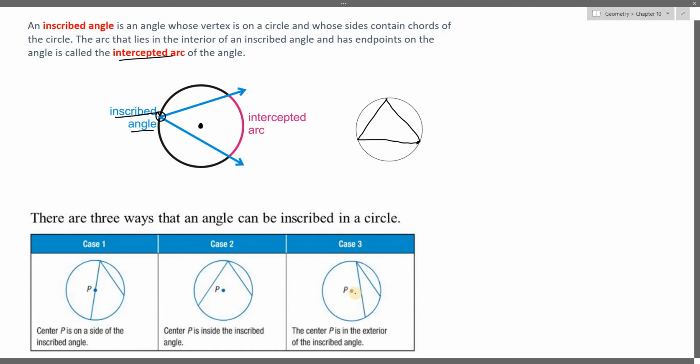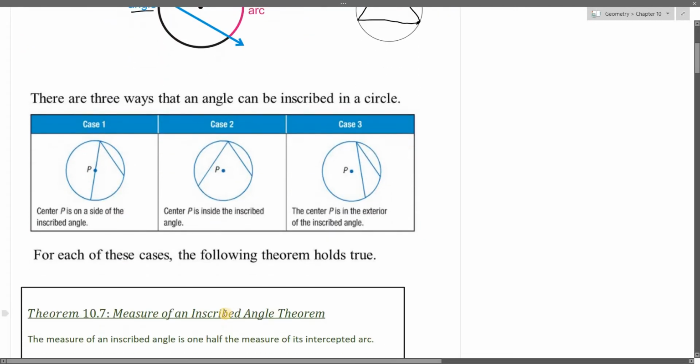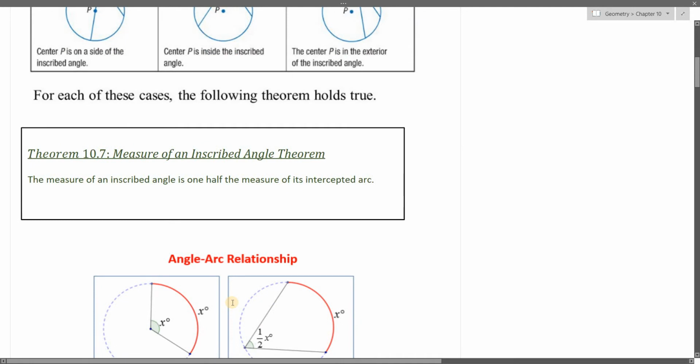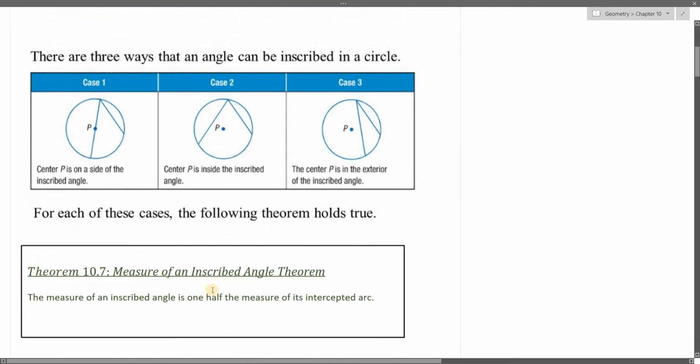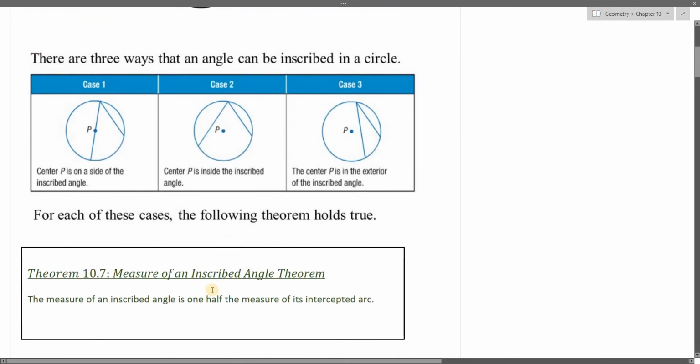But when we continue to do the math, it's helpful to understand what kind of angle we're dealing with at what point. All right. For each of these cases, the following theorem holds true. Okay. Let's go ahead and hold that, and let's look at theorem 10.7. 10.7 is on 662. It says the measure of an inscribed angle is 1/2 the measure of its intercepted arc.